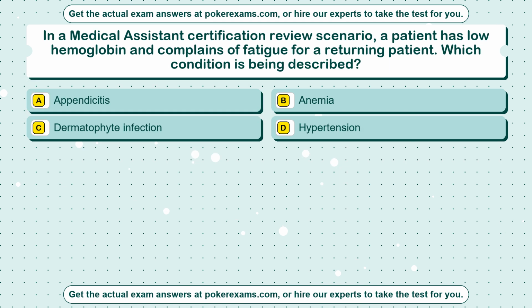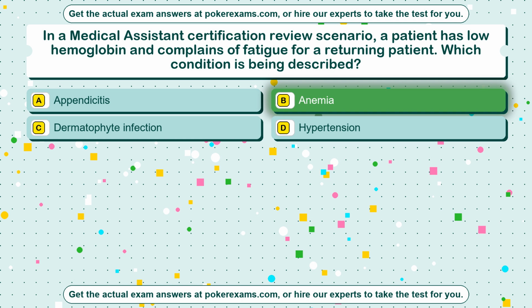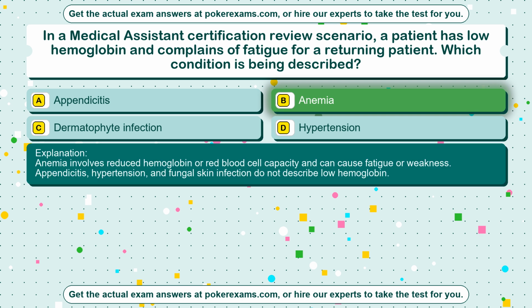Question 63. In a medical assistant certification review scenario, a patient has low hemoglobin and complains of fatigue for a returning patient. Which condition is being described? Option A, appendicitis. Option B, anemia. Option C, dermatophyte infection. Option D, hypertension. The correct answer is option B, anemia. Anemia involves reduced hemoglobin or red blood cell capacity and can cause fatigue or weakness. Appendicitis, hypertension, and fungal skin infection do not describe low hemoglobin.